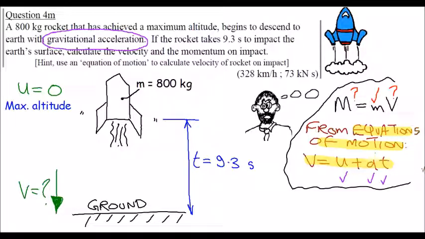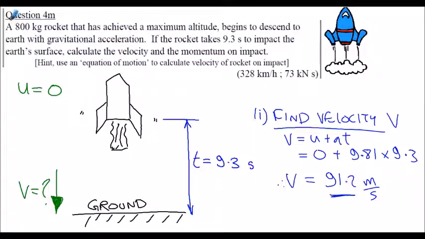So we can calculate the velocity on impact, and of course from there we can calculate the momentum from our equation above. So that's my thinking process through the question. I'd encourage you now to attempt the rest of the question. The full solution is shown on the following slide.